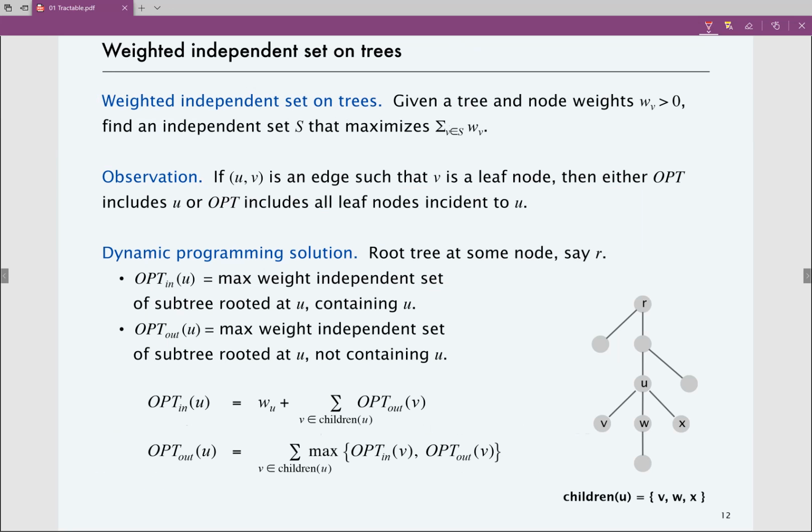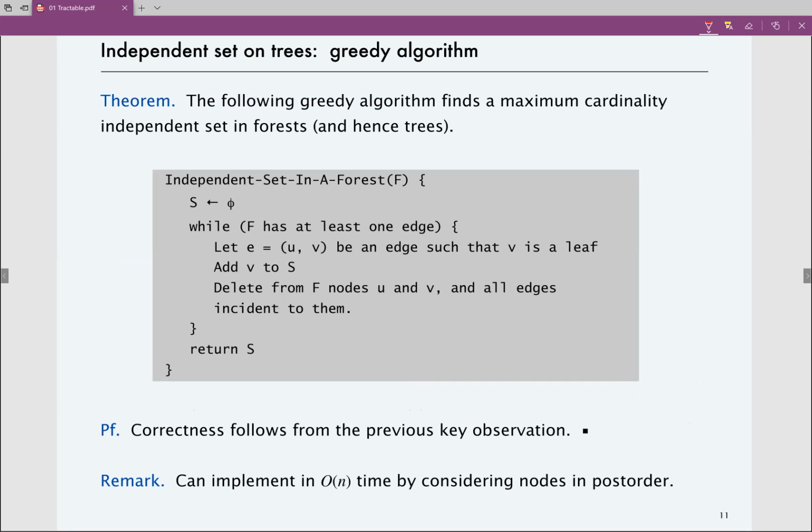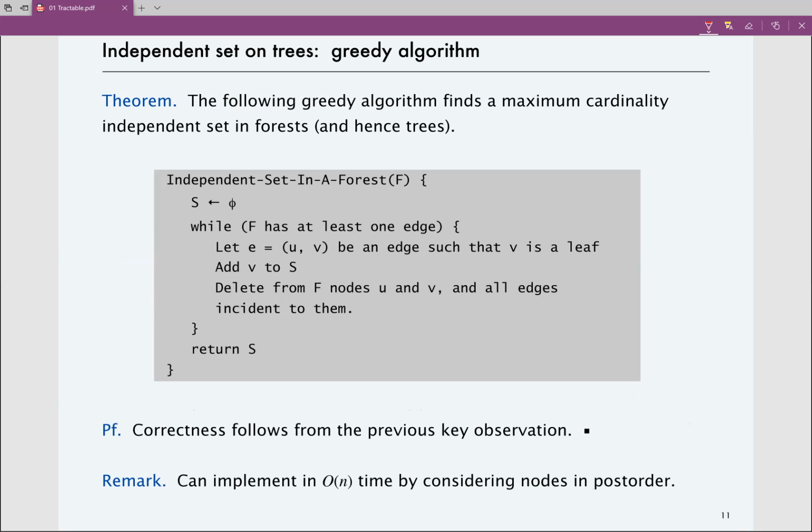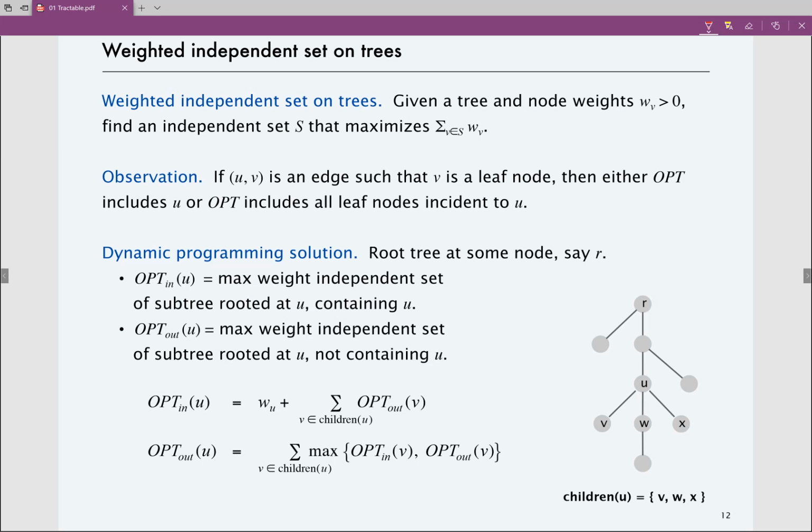Okay, so this is our independent set on trees. And next, we're going to move on to a somewhat more general version of this. We're going to look at a weighted independent set on trees. Weighted independent set just means that previously, we were just trying to maximize the total number of vertices that we included in the independent set. Now we're going to consider a case where each of the vertices has a positive weight, and we're trying to find an independent set which has the largest possible weight.